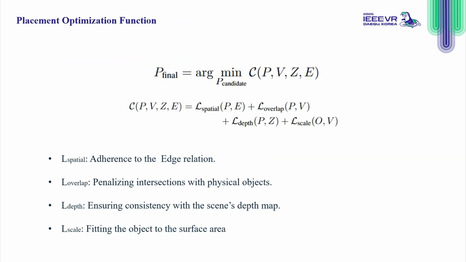Once we have the data, we use a cost function optimization to find the final position. This function balances four factors: how well it satisfies the requested spatial relationship, avoiding overlap with physical furniture, maintaining depth consistency, and ensuring the object is scaled correctly for the surface it's sitting on.